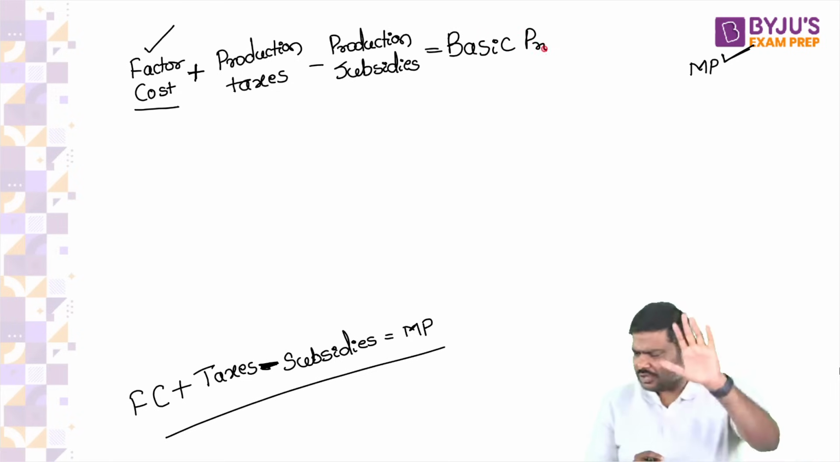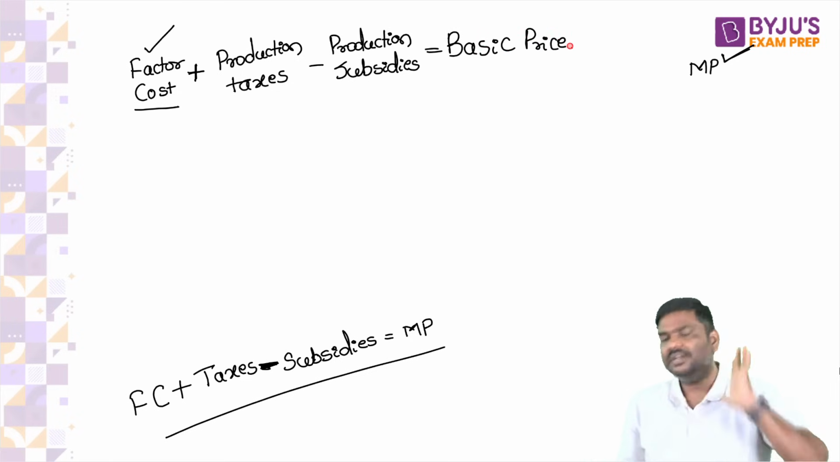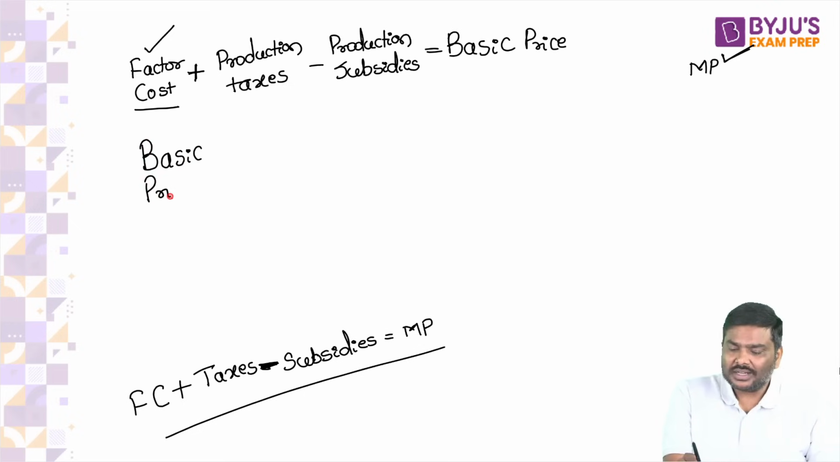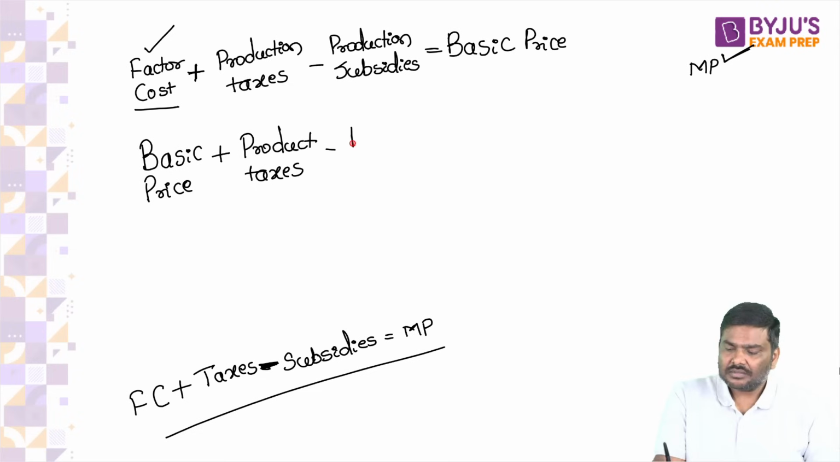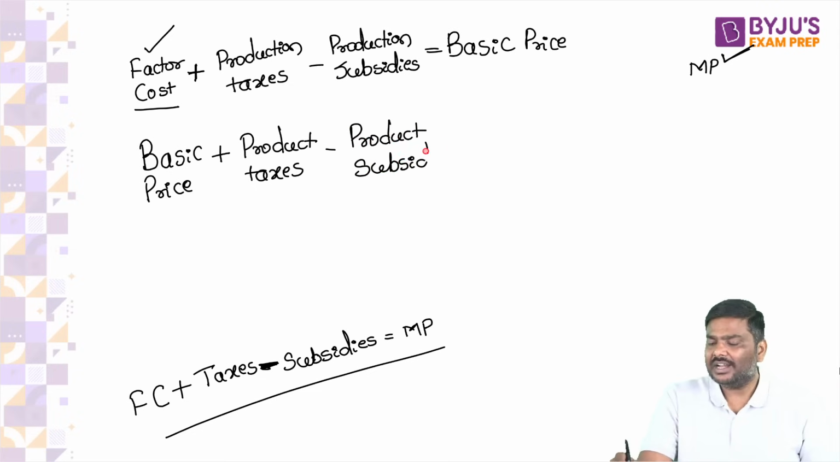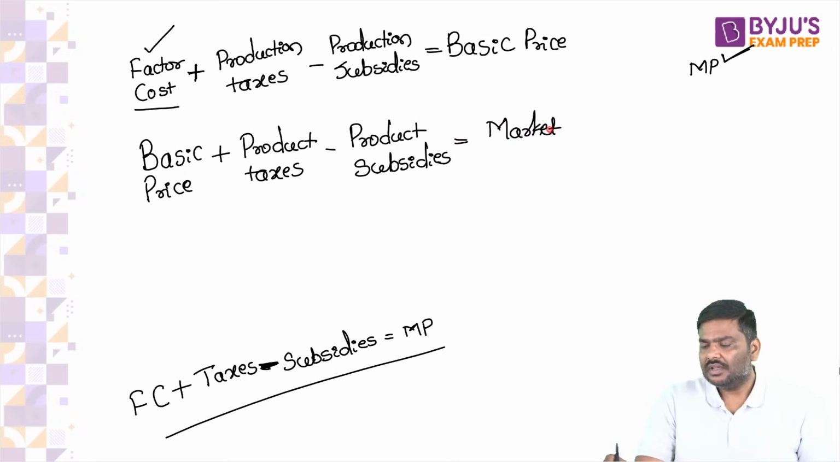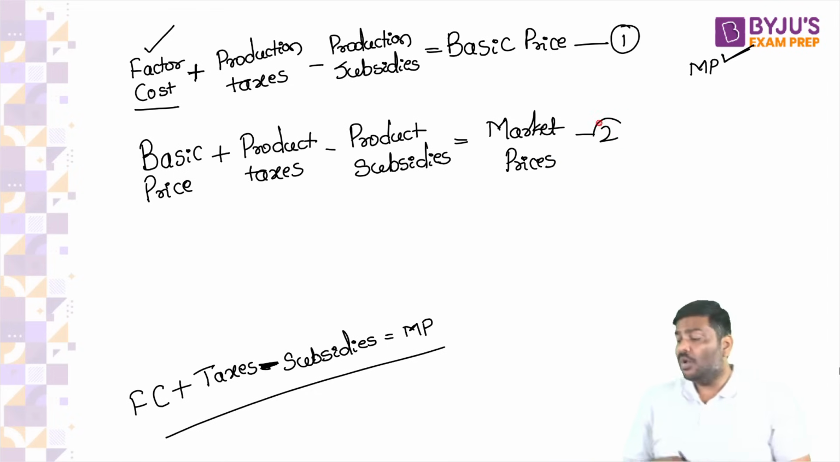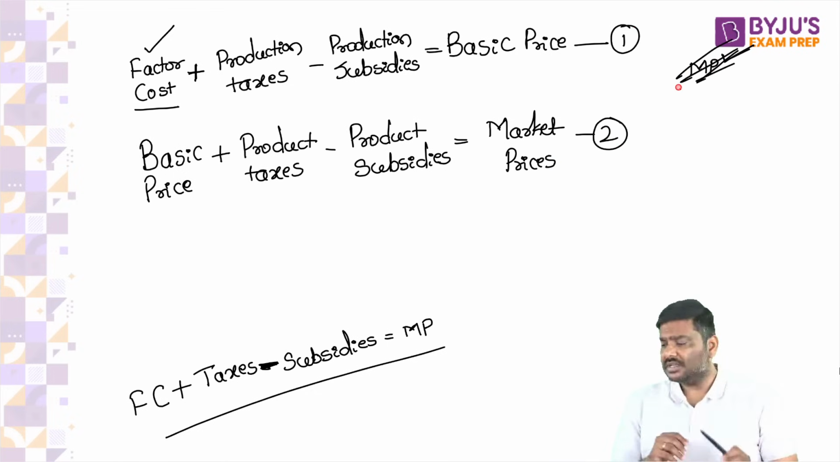I'll give you the definition of what a basic price is. Just give me 1 minute. Now they'll take this basic price. To this basic price, they will add product taxes and subtract product subsidies, and they'll simply say that using this, we will get market prices. This is formula 1. This is formula 2. Now, please understand what the basic price is.